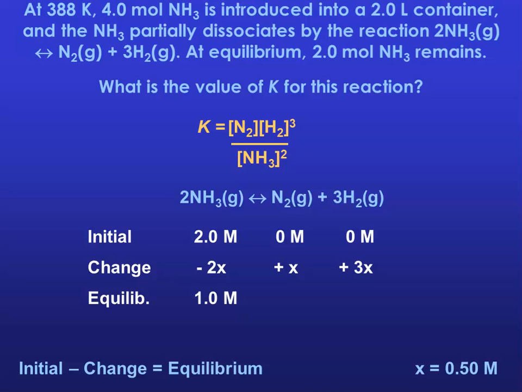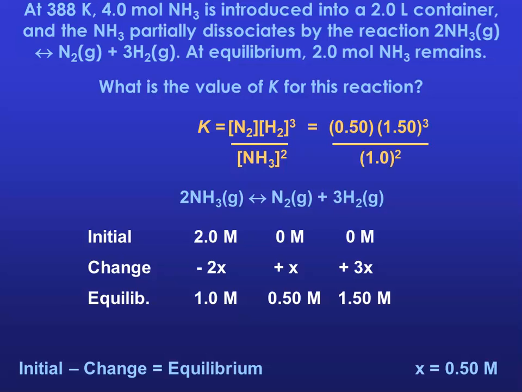So I guess I should be more clear. It's the initial plus the change, since we're including the negative sign as part of the change, that gives you your equilibrium values. So if you start at 0 and your x is 0.5, nitrogen would also have to be 0.5. Hydrogen, however, would be 3 times that, 1.5. So I substitute those quantities into my equilibrium expression, 0.5 times 1.5 cubed over 1 squared, and that gives me a K of 1.7.